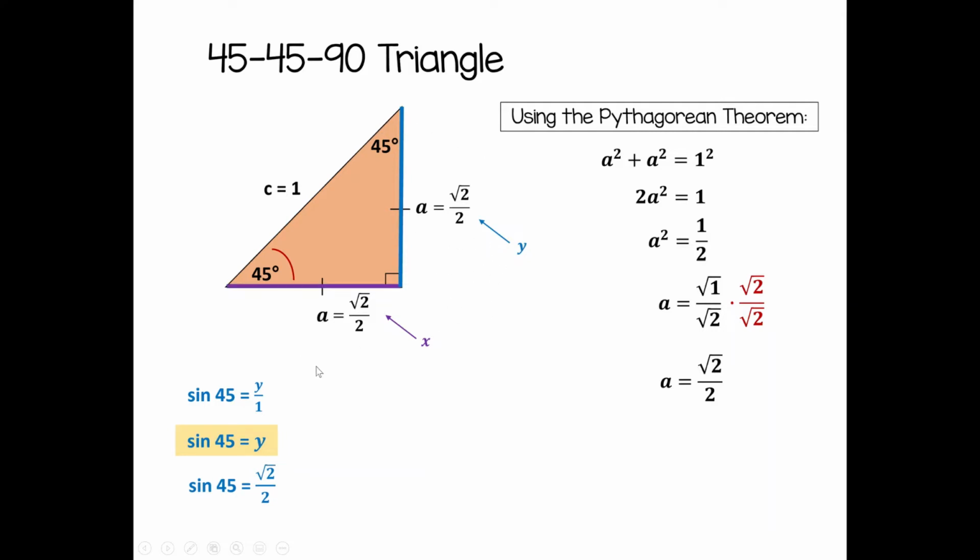Now let's look at the cosine of this angle. The cosine is the ratio of the adjacent side, that's the side next to the angle, to the hypotenuse, which means the cosine of 45 degrees is going to be x over 1, which is just x, right? Anything divided by 1 is just itself. So the cosine of 45 degrees is just x, which is the square root of 2 over 2. So I have the sine of this interior angle to be the y value, or the opposite side, which is square root of 2 over 2, and the cosine of 45 degrees to also be the square root of 2 over 2.